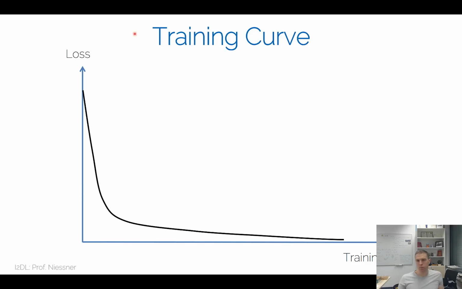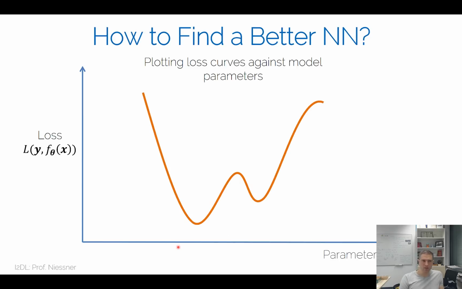And this is probably one of the only ways, not the only way, but probably the most significant way to debug neural networks, because we can see how the training behaves based on this curve, and that can tell us if things are going okay or if we have to change certain things. Well, the next thing would be how to find a better neural network.